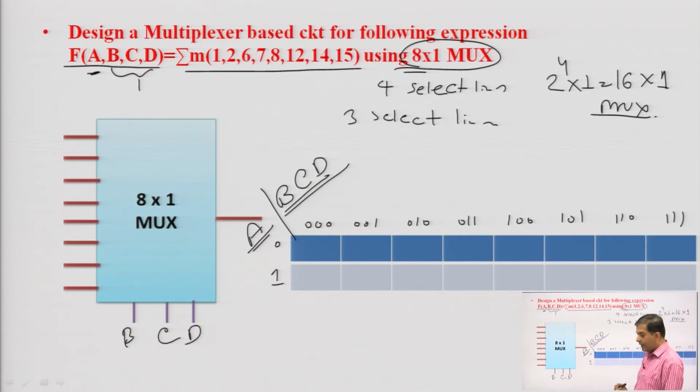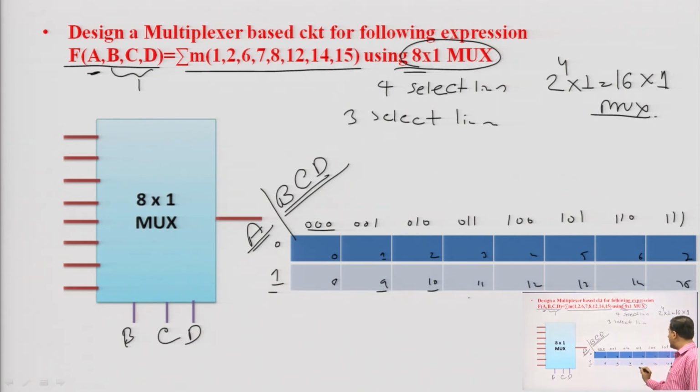Okay. So, now we will put the numbering: this is 0, 1, 2, 3, 4, 5, 6, 7, then this is 8, 9, 10, 11, 12, 13, 14, 15. If you are having any confusion about the numbering, see this is 1000. So, 1000 is 8, then 1001 is 9, 1010 is 10, 1011 is 11, 1100 is 12, like that. Okay.